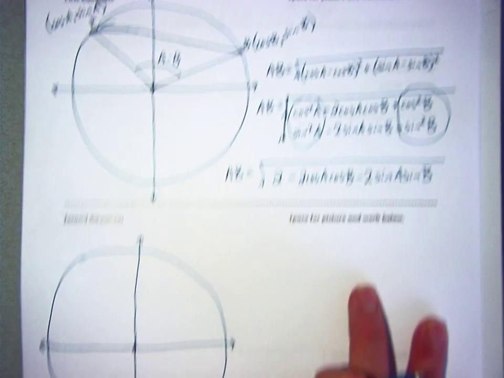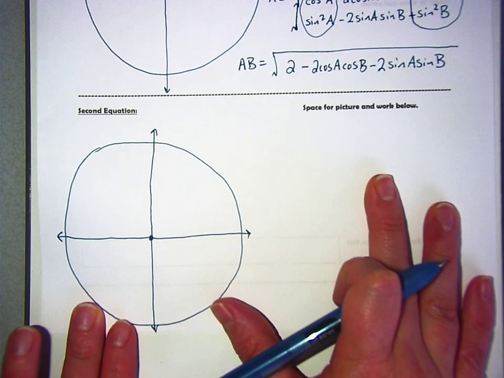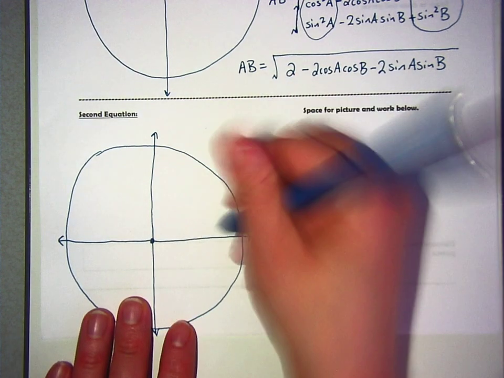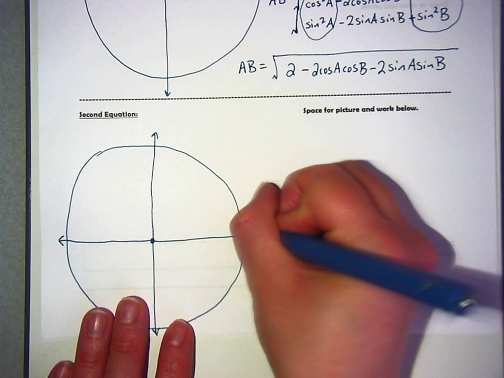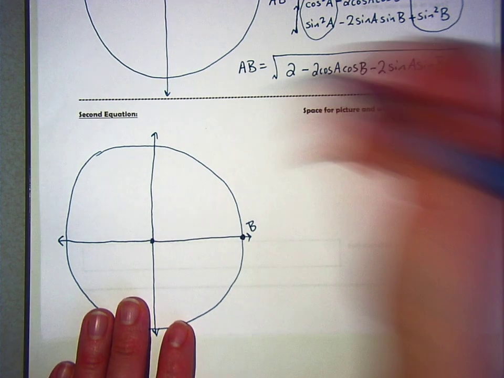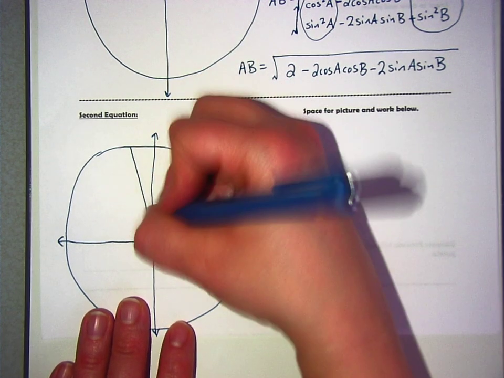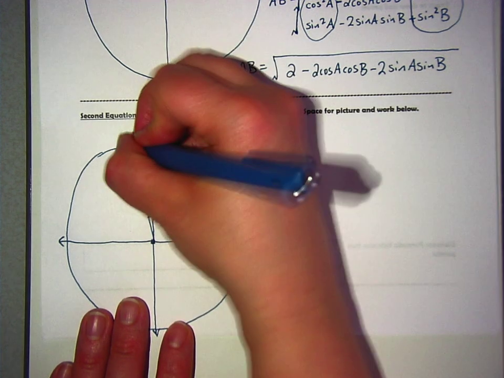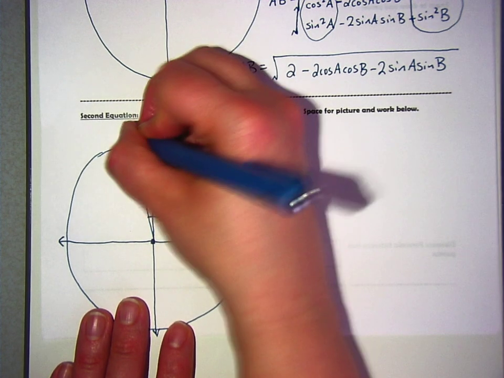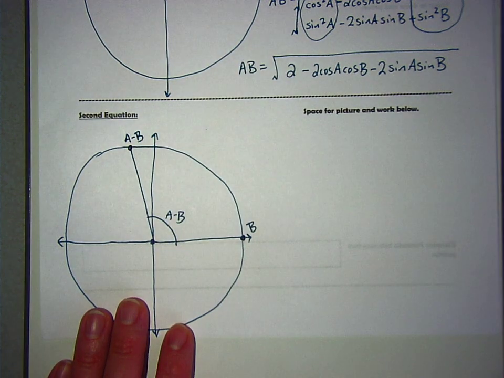Okay, I'm going to go to the bottom one. We're halfway through it. This time I'm going to have the exact same angle, only I'm going to start somewhere else. I'm going to call this spot right here B, and A is going to be more like here, except it's not going to be A. This angle here is going to be A minus B, so I'm going to call this point A minus B, just to show you that they're the same.